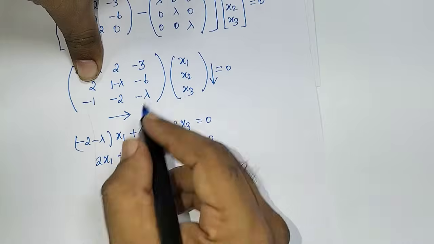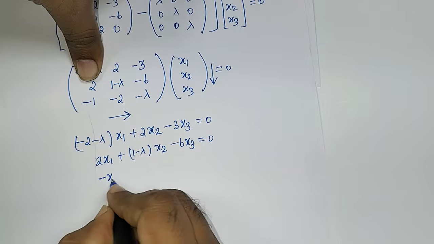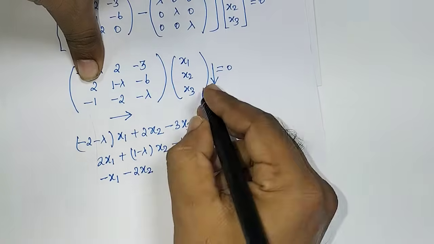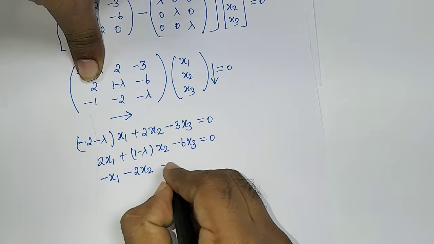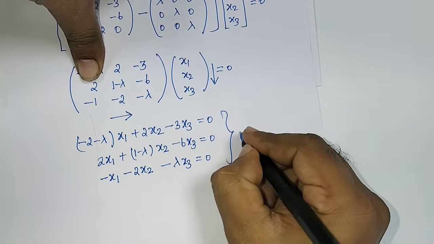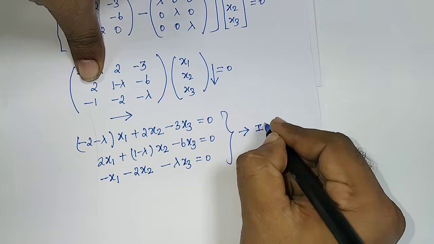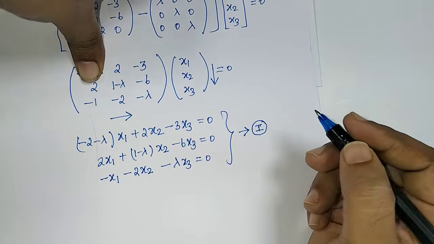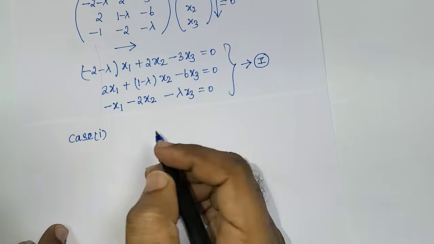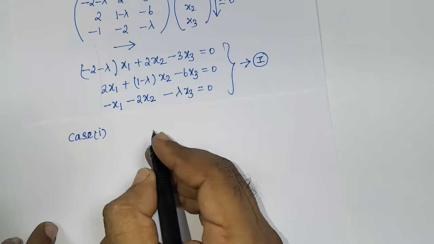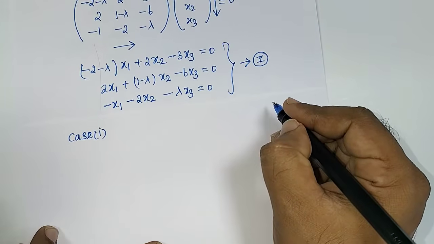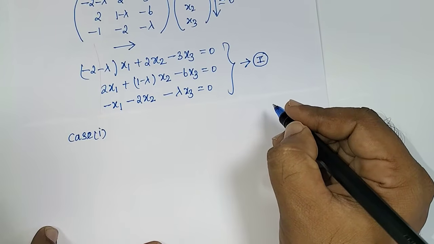Third row: minus 1 into x1, minus 2 into x2, minus lambda into x3, I will write minus lambda x3 is equal to 0. This I am taking as the general equation number I, or for your convenience you can choose the equation numbers 1, 2, 3 like that. So from these equations I am going to substitute our eigenvalues. Here our eigenvalues are lambda is equal to minus 3 and 5.